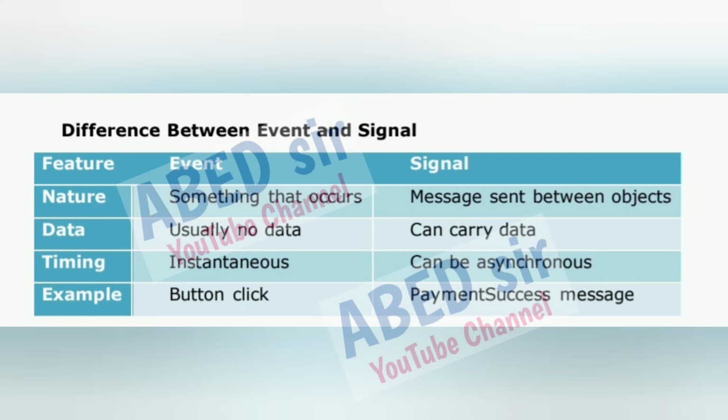Difference between event and signal. Feature: event, signal. Nature: something that occurs; message sent between objects. Data: usually no data; can carry data. Timing: instantaneous; can be asynchronous. Example: button click; payment success message.